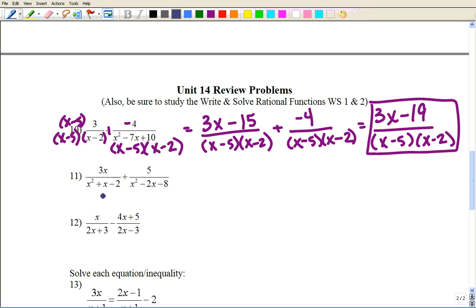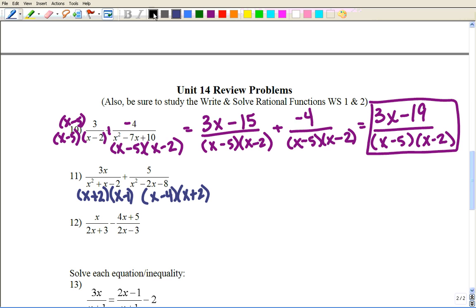Okay, so number 11. Again, I'm going to start out by factoring all of my denominators. So this first one factors into x plus 2 and x minus 1. The second one factors into x minus 4 and x plus 2. Well, before I can add these things together, I need a common denominator.